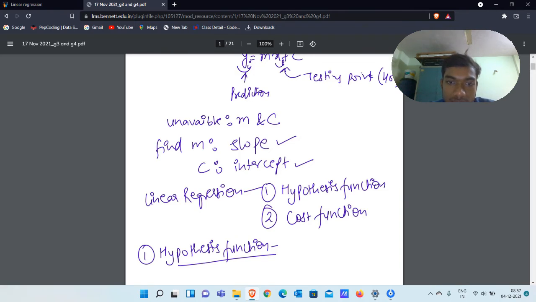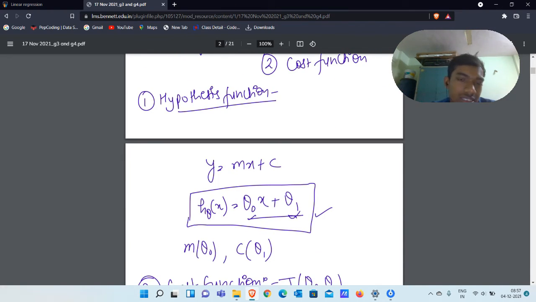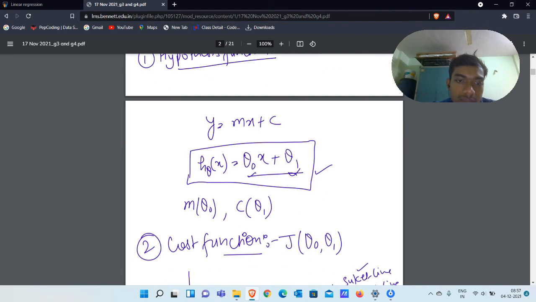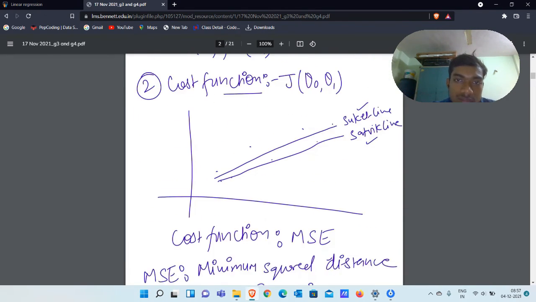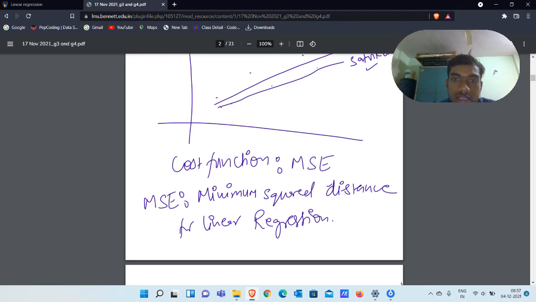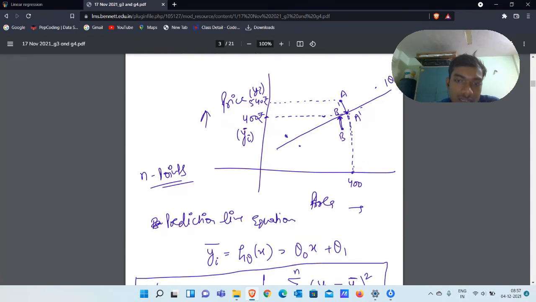First we'll go for the hypothesis function. We'll take y equal to mx, which can also be written as h theta of x equals theta naught x, where theta naught will be the slope, theta 1 will be the y-intercept, and this will be the value of the dependent variable and the independent variable. We'll then find the cost function. So the cost function is minimizing the minimum square estimation, the minimum square distance for linear regression.